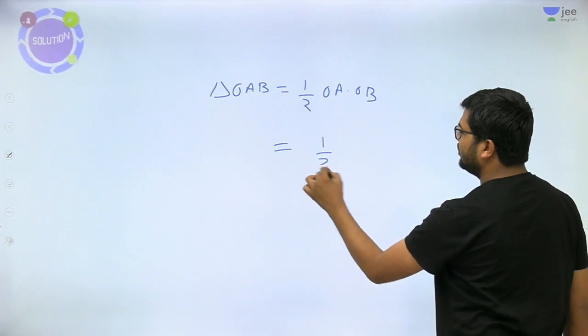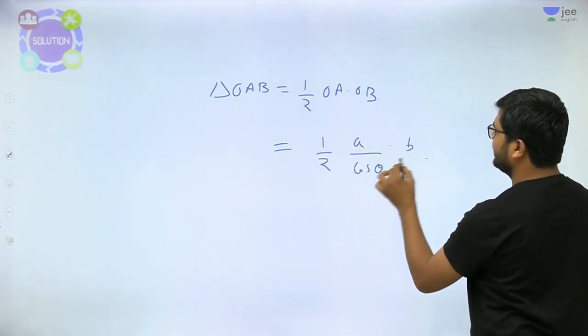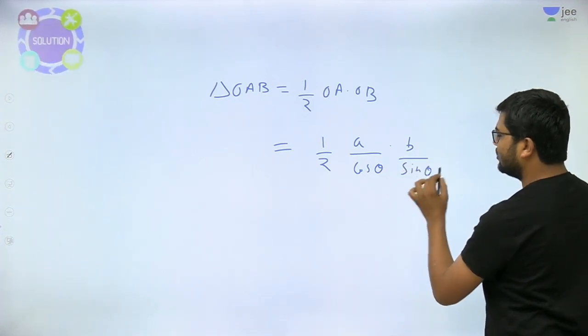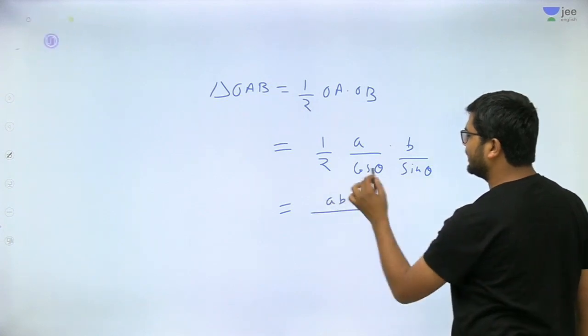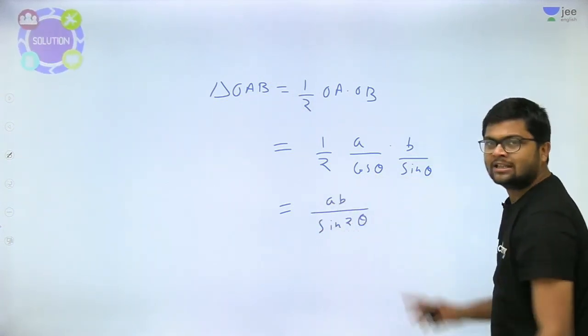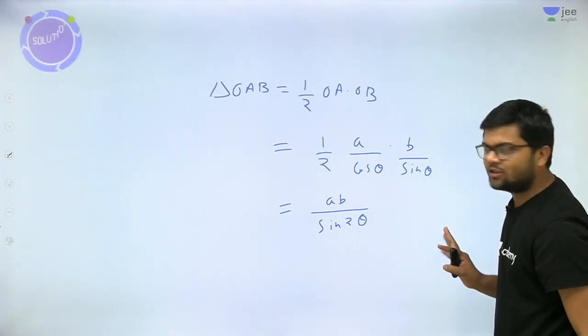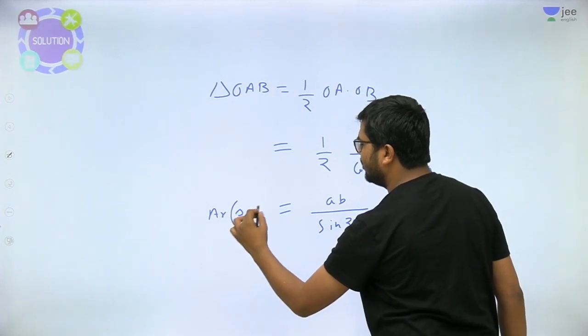Now half OA is a upon cos theta and OB is b upon sin theta. Yes or no? Now this area can be written as ab upon 2 sin theta cos theta. By the formula of trigonometry, it will appear as sine of 2 theta. Yes or no? This is the area of triangle OAB.